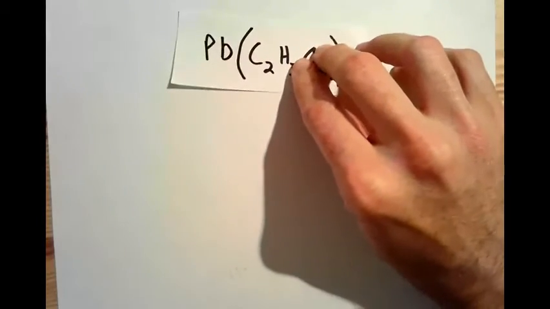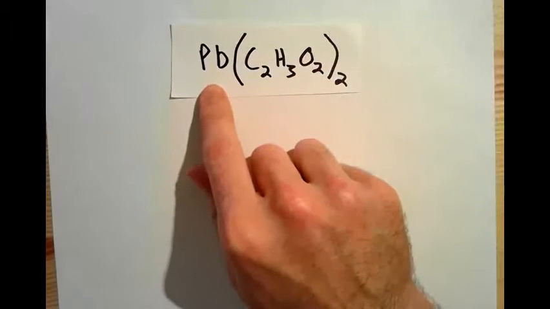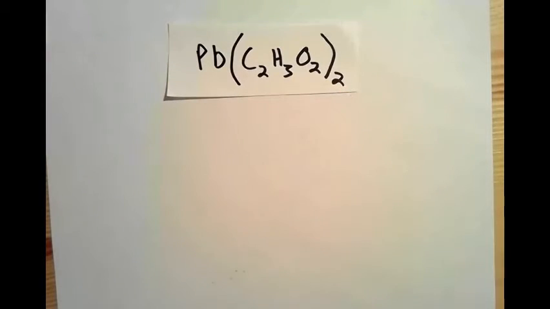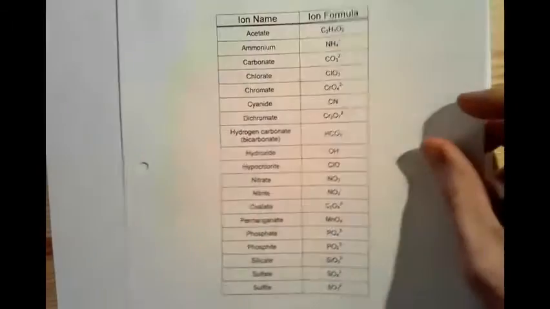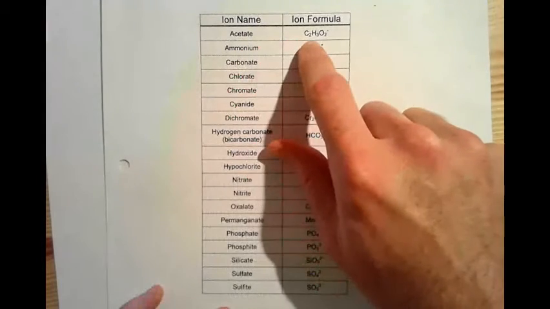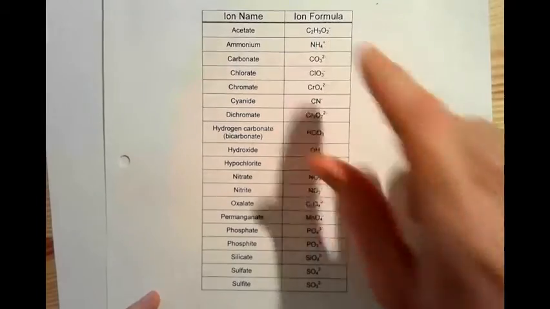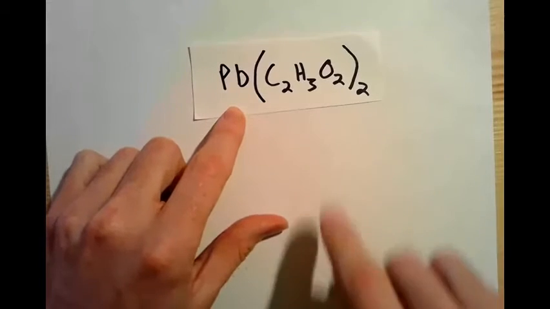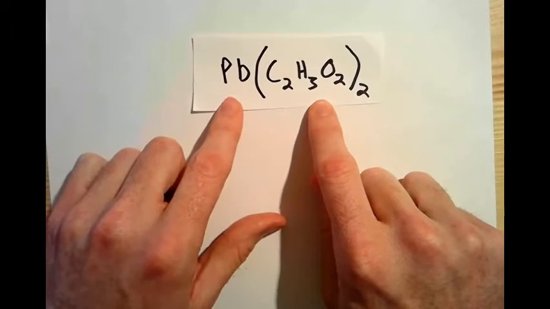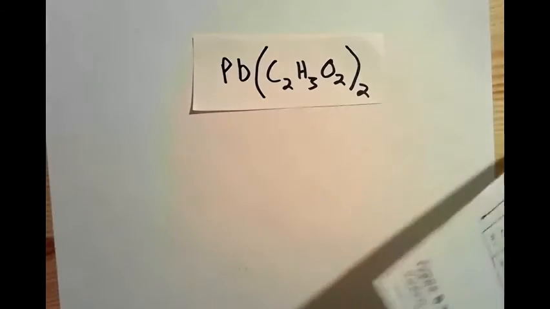So if I have a compound like this, I have Pb(C2H3O2)2. Now, it can be daunting if you haven't memorized this table, but it's very helpful to know that the acetate ion is C2H3O2. Okay, so I know that this is lead and this is acetate. So my answer is probably going to be lead acetate. All right, so let's keep going.